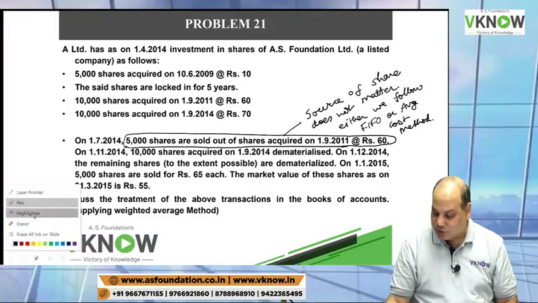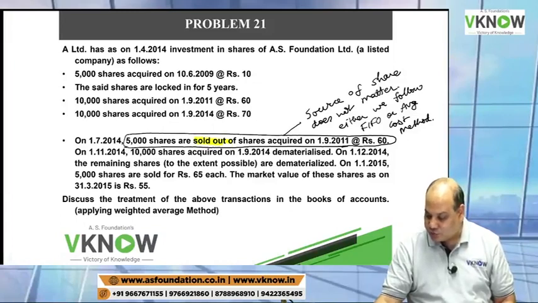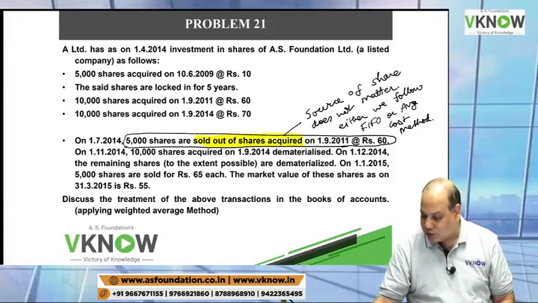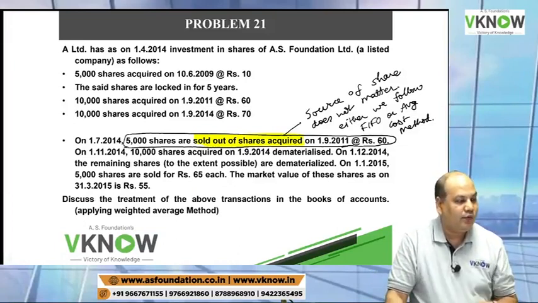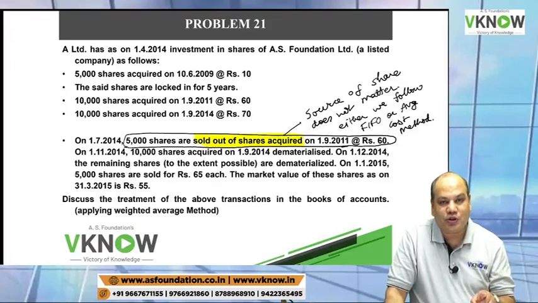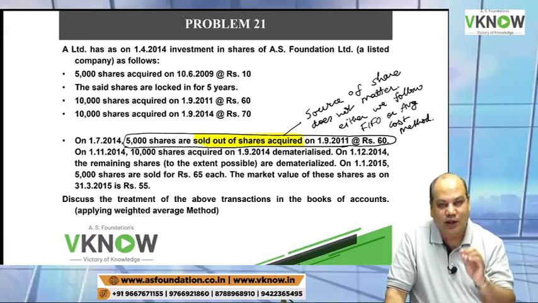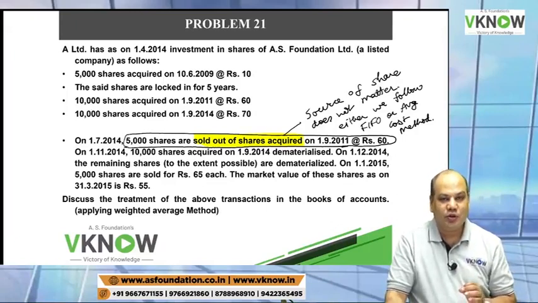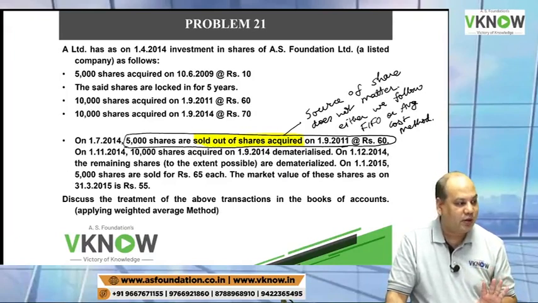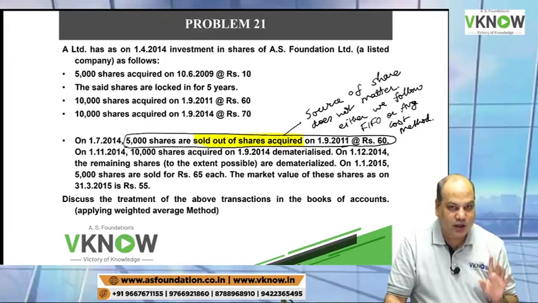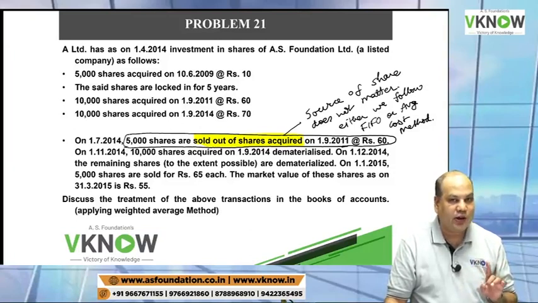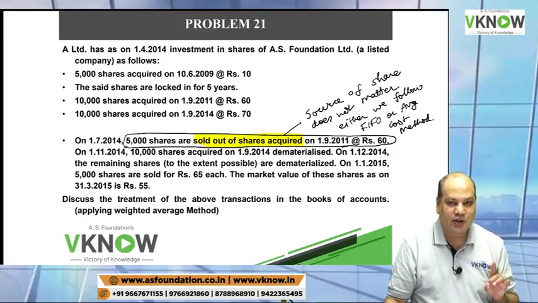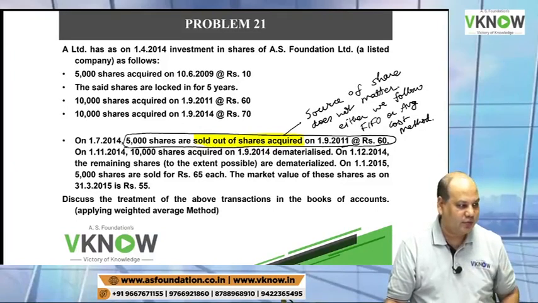This sentence is given to confuse you. Out of shares acquired. Like in the previous question also, it was given to confuse you that out of bonus shares acquired, sales were made. But that time also we had ignored that line. Source does not matter. You have to follow weighted average rate method only. And what we have done is exactly as per the method and principles given in AS-13. So be happy.